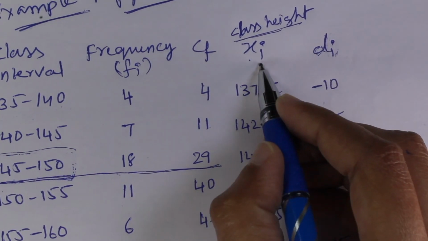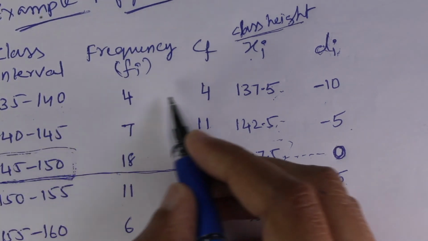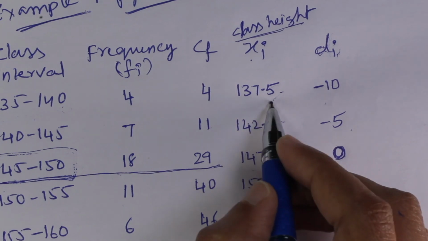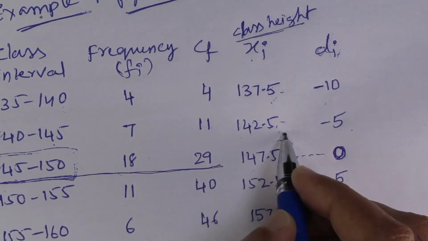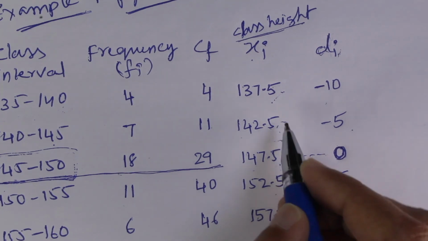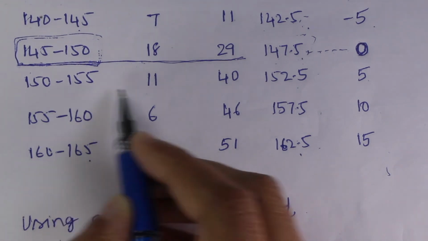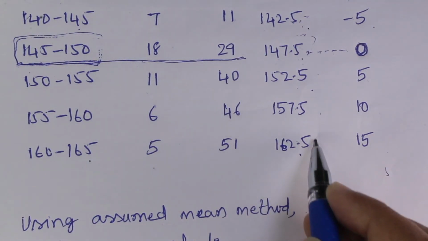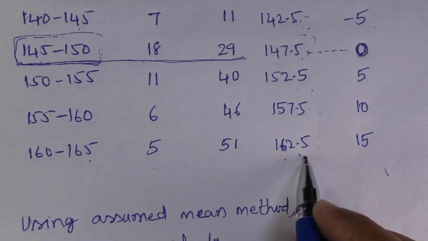Here xi is the average of each class interval. So for example, xi for the 135 to 140 class becomes 137.5, and xi for the 140 to 145 class becomes 142.5. In this way we will calculate xi. Xi for 150 to 155 becomes 152.5. So this is the average class height of each class interval. So here we got the xi's.